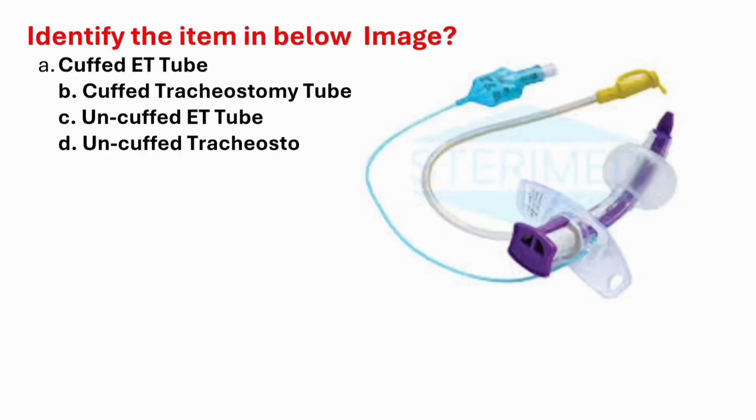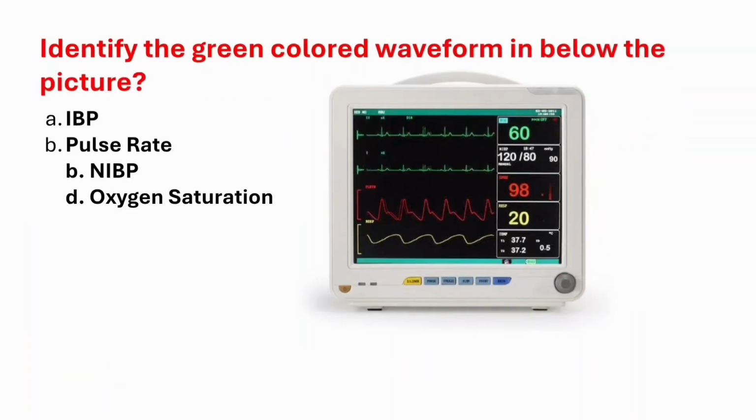Doyne's retractor. Identify the item in below image. A. Cuffed ET tube, B. Cuffed tracheostomy tube, C. Uncuffed ET tube, D. Uncuffed tracheostomy tube. The correct answer is B. Cuffed tracheostomy tube.